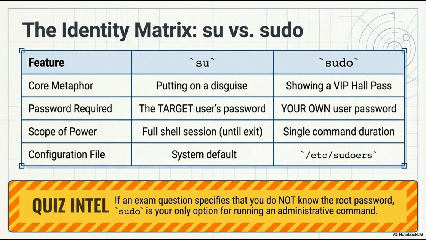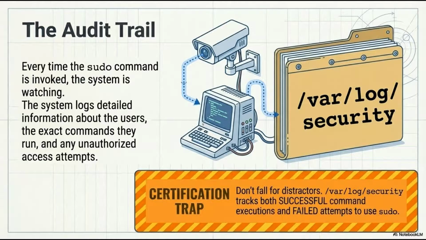But if it is checking a list and handing out root privileges based on individual passwords, the system better be keeping a meticulous paper trail. Oh, it absolutely does. Let's look at slide 10, titled The Audit Trail. The kernel isn't just blindly trusting the VIP pass.